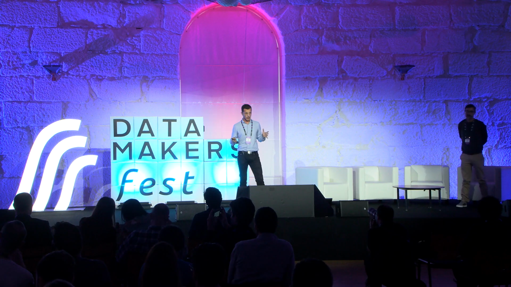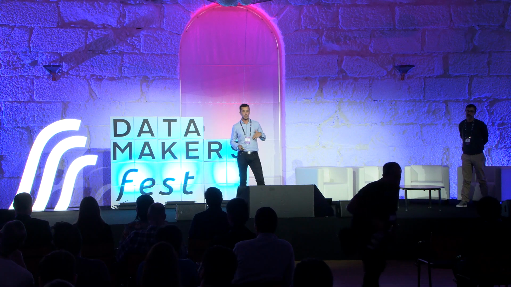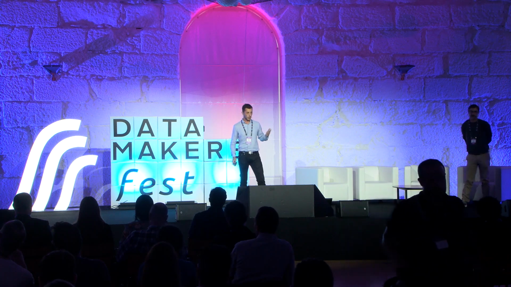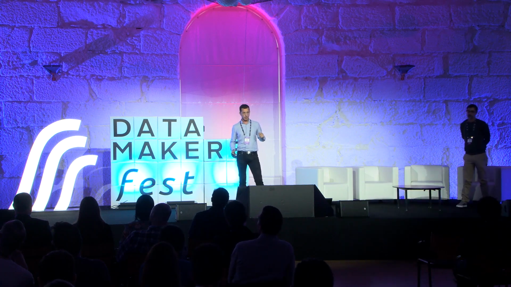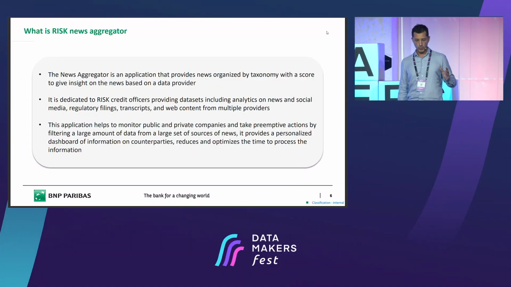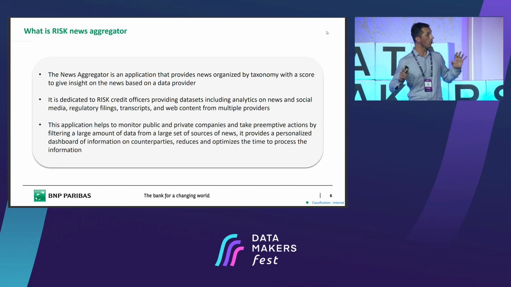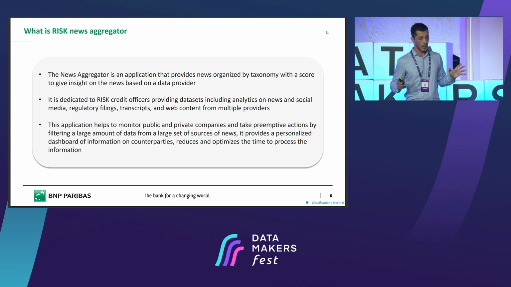All of the credit officers have maybe 20, 25 counterparties that they are looking at, organized by sector. So it can be oil and petrol or the car industry. And they will need to know what's happening in this kind of sector. So really the idea is to give some preemptive actions by filtering all the amount of data that we have and to give them some insights to optimize the time to process the information. Maybe something is happening and you want to reduce the credit lines.